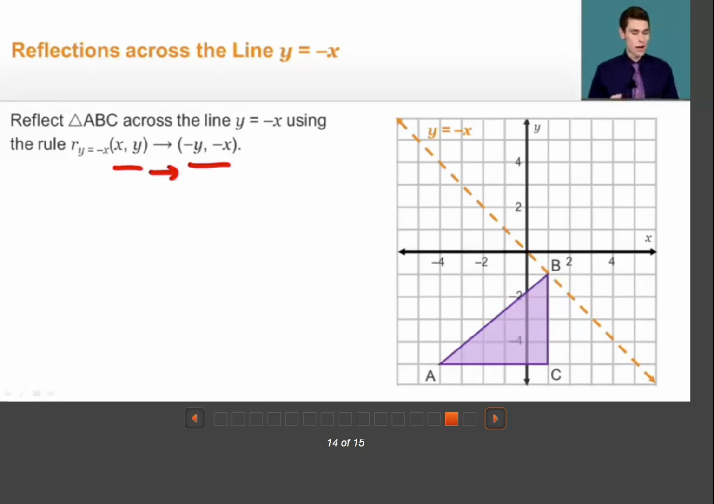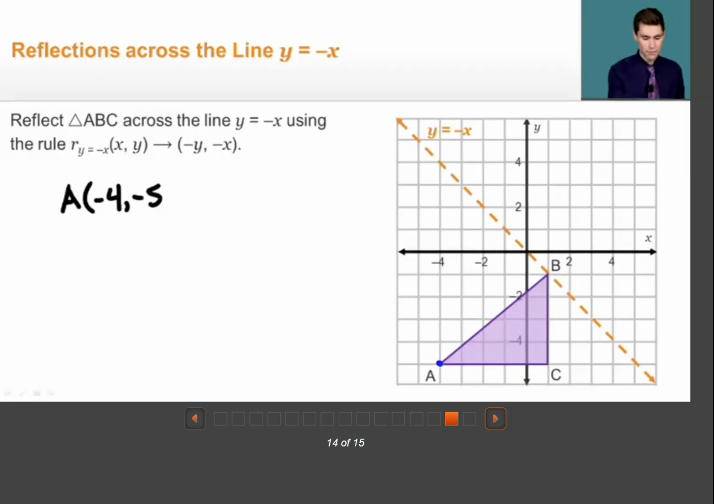So with that in mind, I'm now going to see if I can reflect triangle ABC across the line y equals -x using this rule. Let's begin by looking at point A in the pre-image. So A is located at -4, -5.